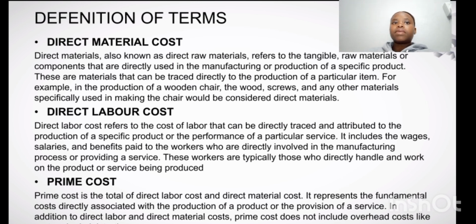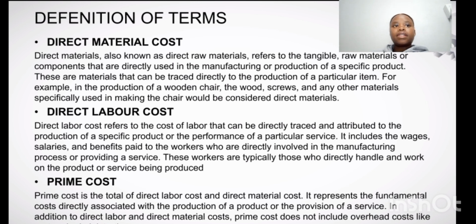So these are the materials that can be traced directly to the production of a particular item. So as I said, for example, if we're making wooden chairs, the wood, the screws, and any other materials that are specifically used to make the chair would be considered the direct materials.